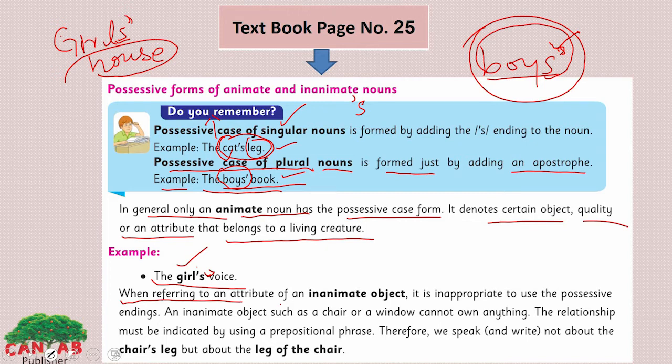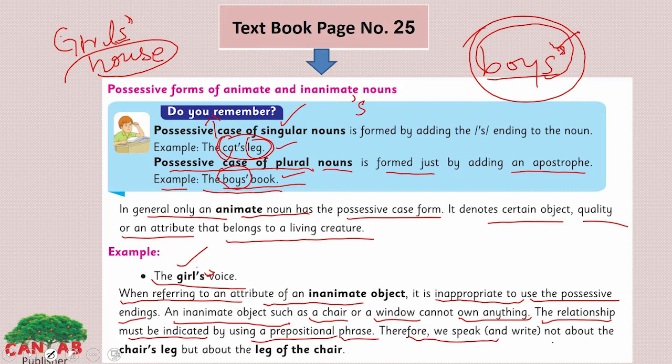When referring to an attribute of an inanimate object, it is inappropriate to use the possessive endings. An inanimate object such as a chair or a window cannot own anything. The relationship must be indicated by using a prepositional phrase. Therefore, we speak and write not about the chair's leg, but about the leg of the chair. Here, what is a preposition? Preposition is a part of speech. I hope you know the concept of preposition here. Of, in, on, at, which show the direction and the relationship between the nouns.